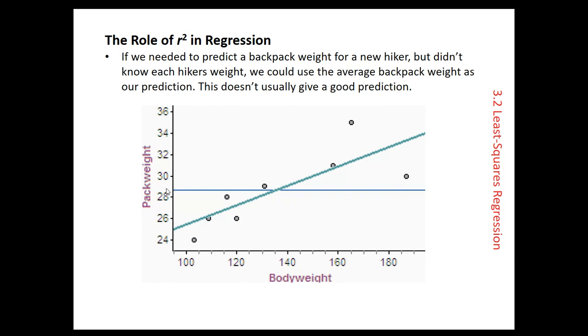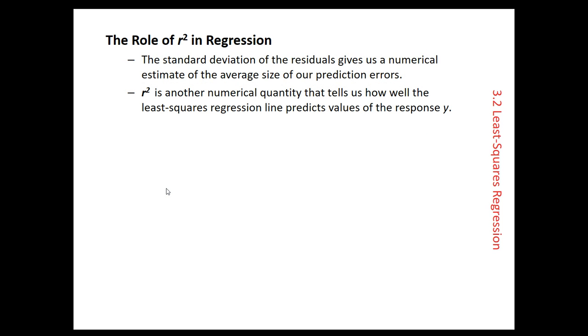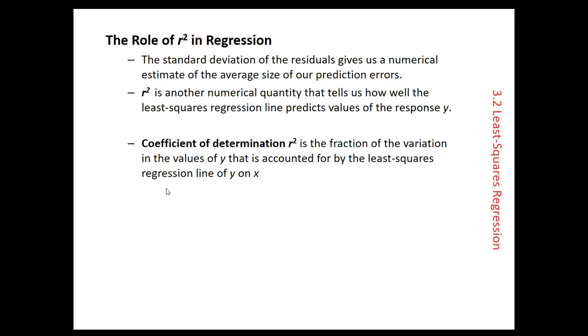So we can use the average backpack weight, which is the darker blue line that's around 28.5. Not a great prediction. And so remembering what R squared is, we do have one measure of the residuals, which is the standard deviation of the residuals, S, but then R squared is another quantity that tells us how well the line will predict the values of the response, in this case, the pack weight.